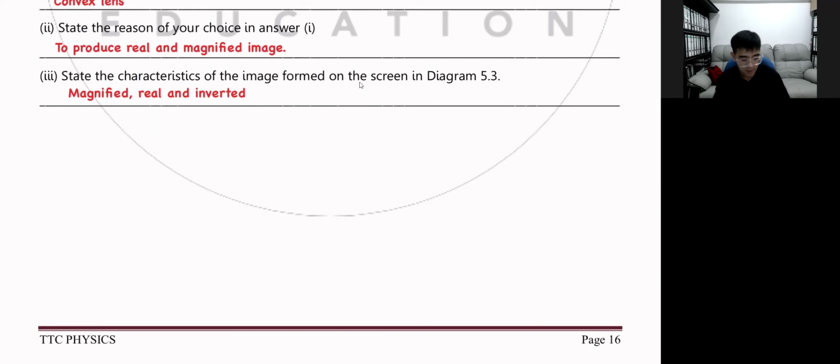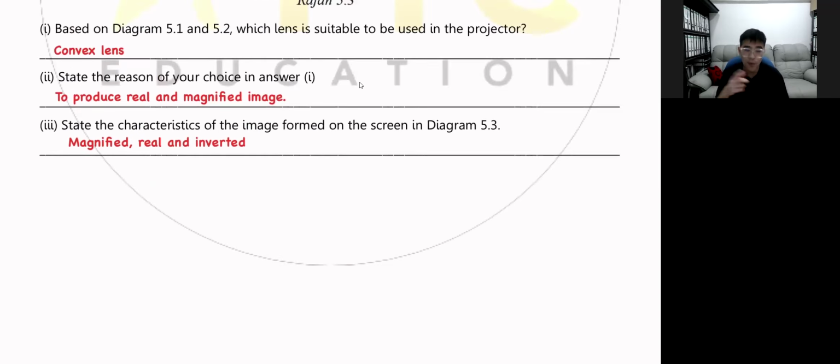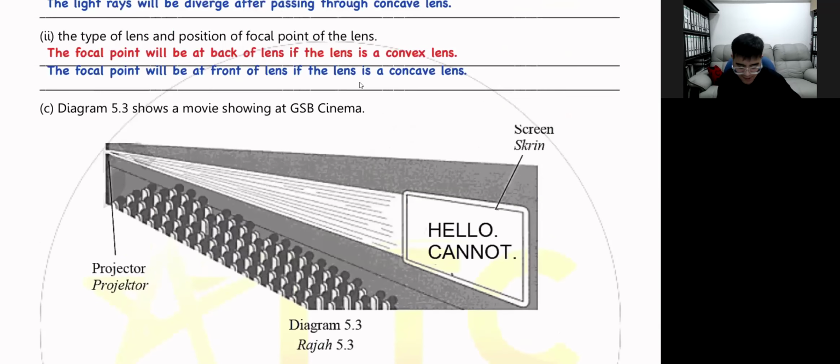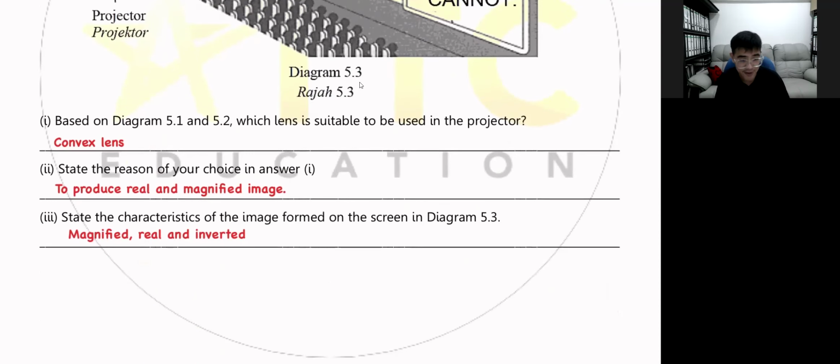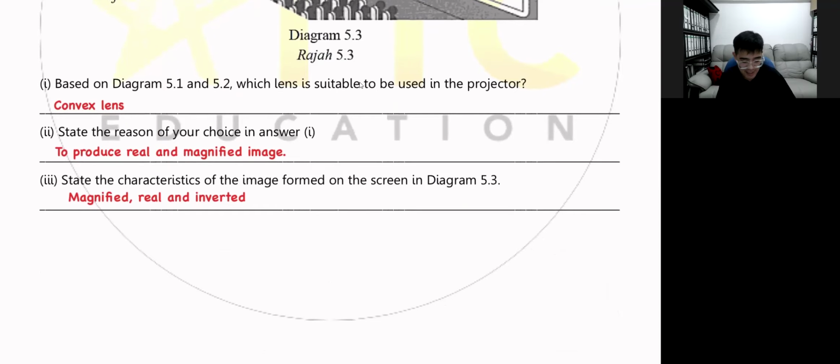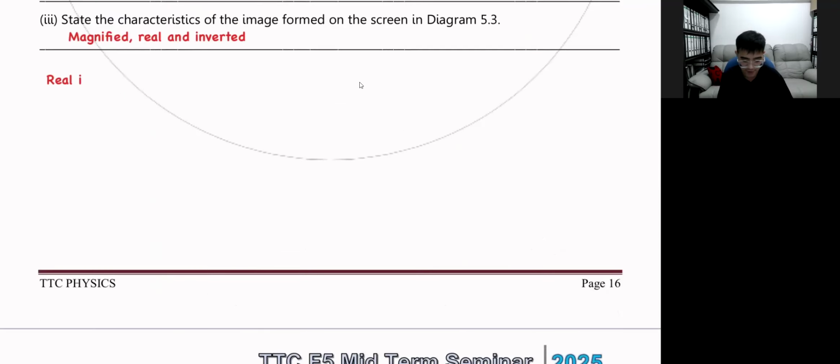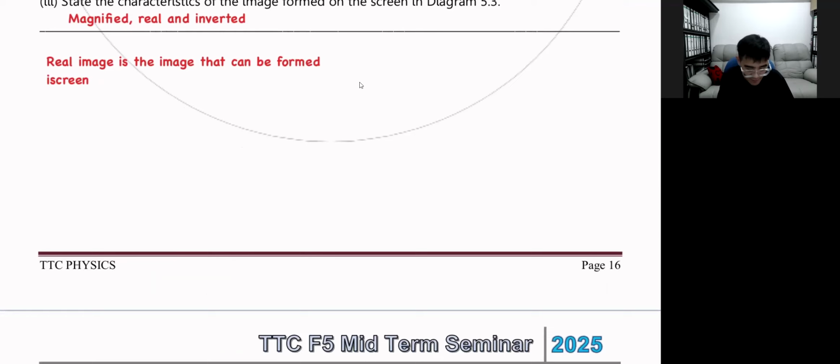Okay? Now, what is the meaning of real image? I want to ask, do you guys still remember? How do I know it's a real image? Because in diagram 5.3, do you see the "hello cannot" on the screen? Because you see "hello cannot" on the screen, that means you can see it on the screen. So as we discussed before, the definition of real image is the image that can be formed on the screen. So whatever image you see on the screen is a real image.